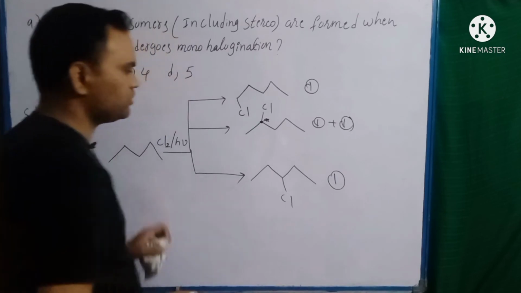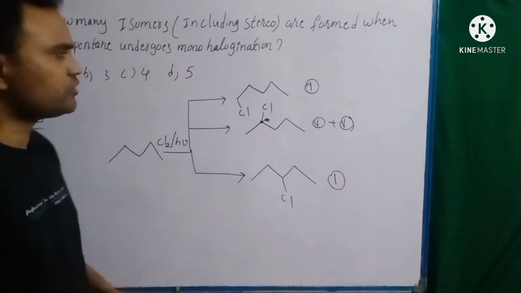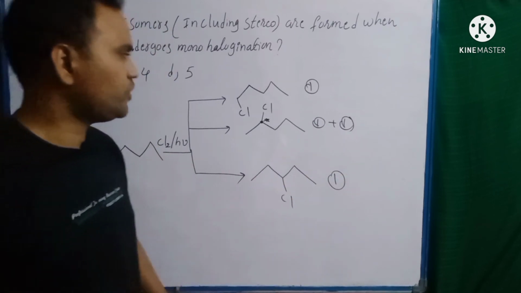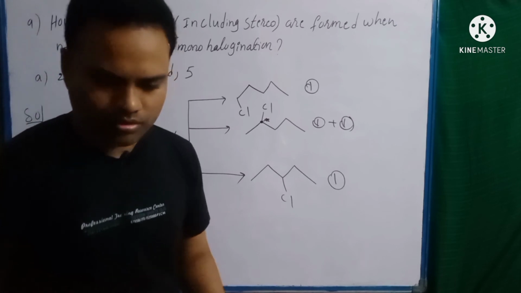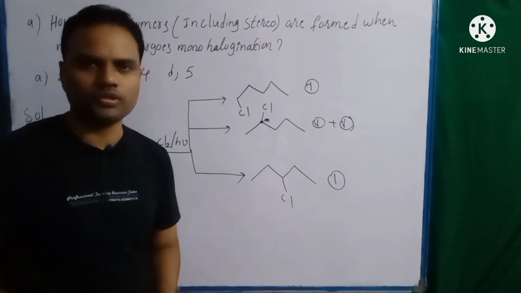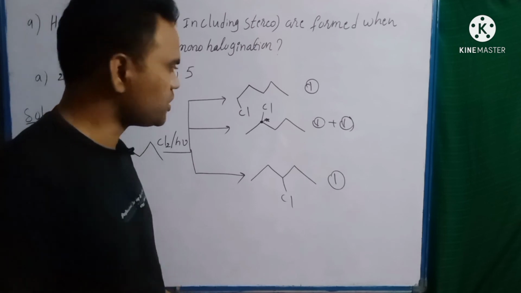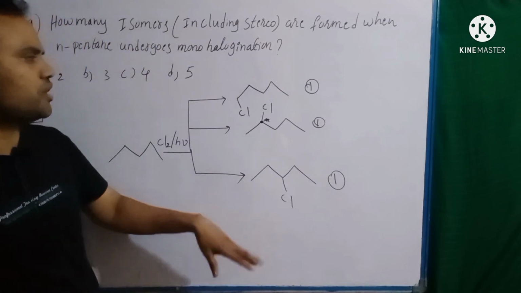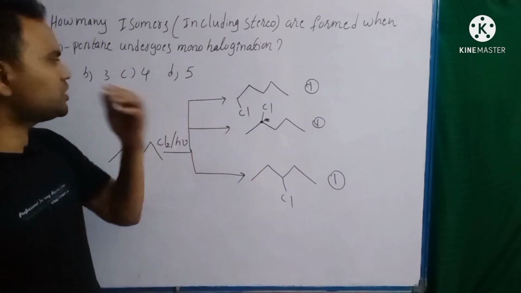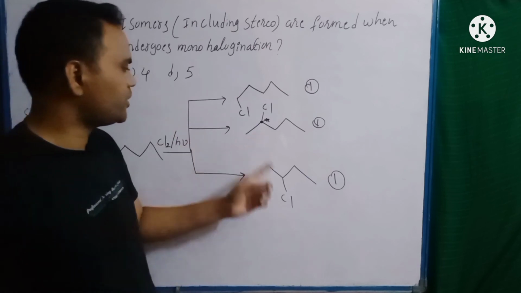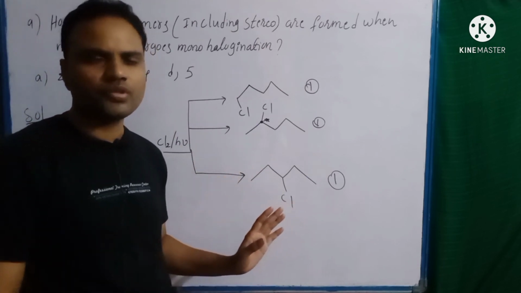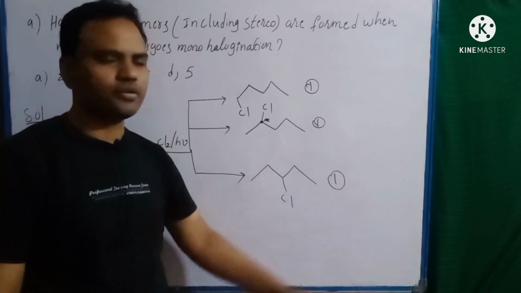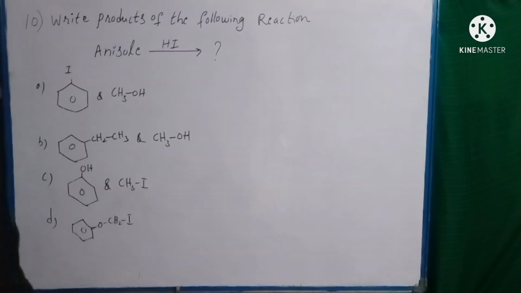will give only 1. So total how many isomers are formed? 1, 2, 3, 4. Okay, including stereo. For example, if we want to know only structural isomers, then we have to remove one enantiomer. So we get 3 structural isomers, 1, 2, 3. Means 1-chloropentane, 2-chloropentane and 3-chloropentane. If we want to know total isomers, then we have to include enantiomeric pair. Okay, right. Let us see next question.